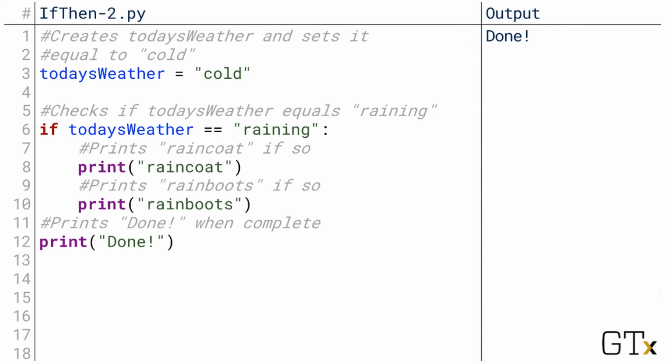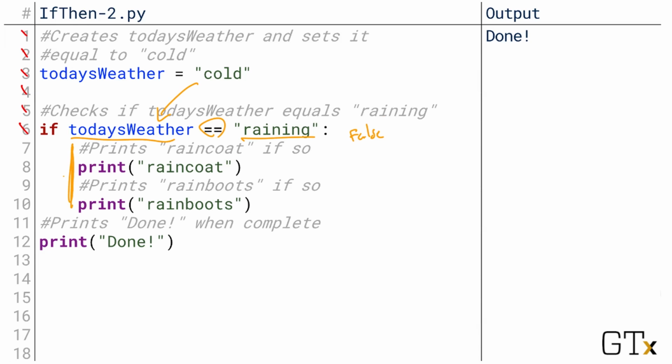Here we have the exact same code, except today's weather is now cold, not raining. Now we might know that cold and raining are pretty similar, but our code has no way of knowing that. As far as it can tell, cold just isn't the same as raining. So our code runs the same way until it gets to line 6. It checks to see if today's weather equals raining, but this time it doesn't. So this if statement is false.